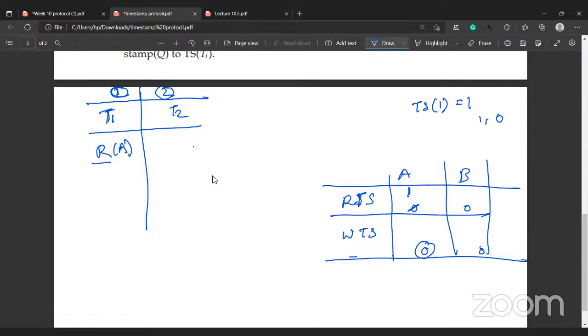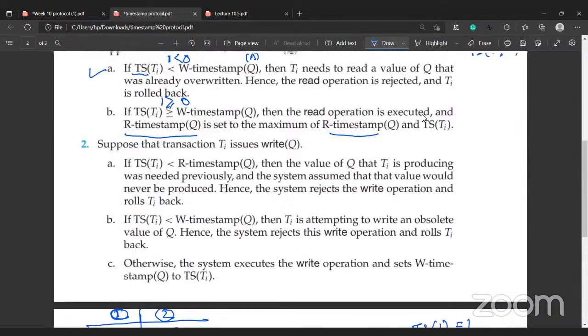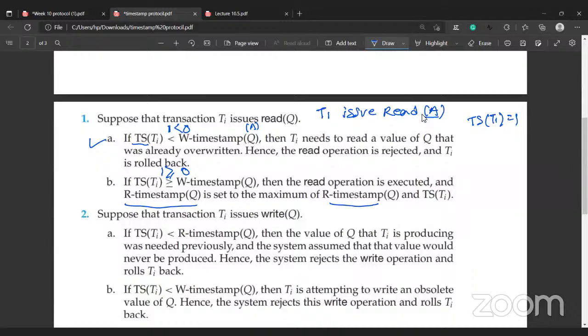Now suppose transaction T1 performs a read operation on data item B. Can you tell what will happen? So we'll see the read timestamp is 0 now. And then, what is the transaction timestamp? You can see that. Okay, so let me do this.